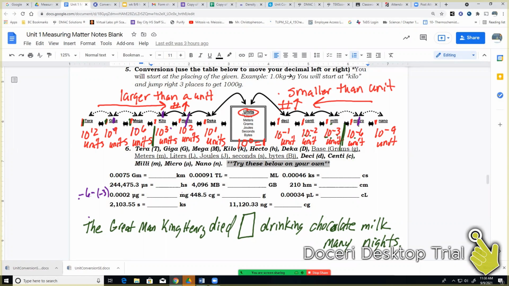Am I going to make my number smaller or larger? Smaller, right? Because I'm going from here to milli right here. So I'm going to move it 3 places. So 1, 2, 3. So I would end up with 0.0000002. 1, 2, 3, 4, 5, 6. And that would be milligrams.